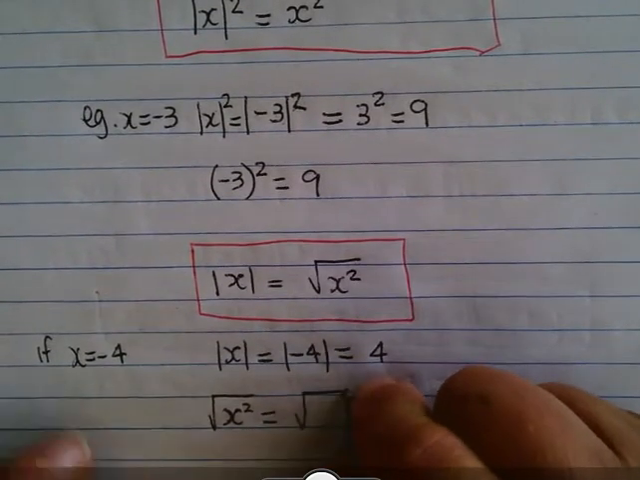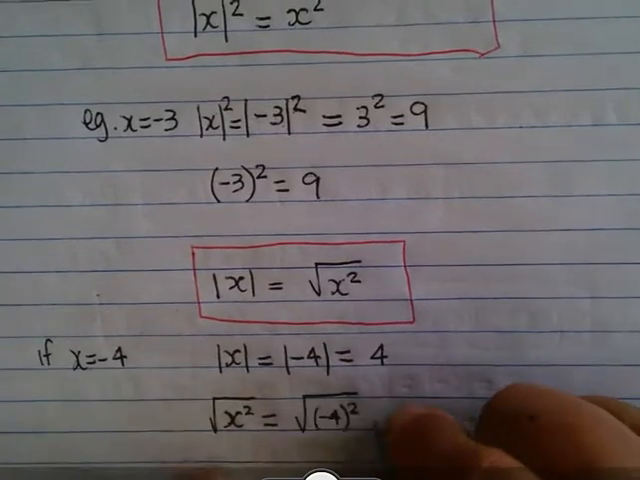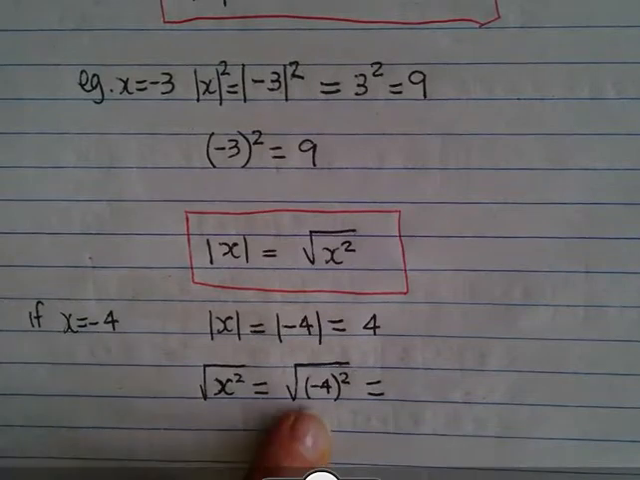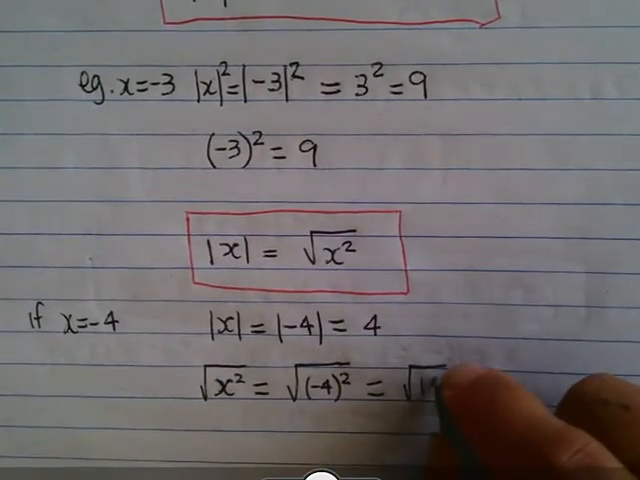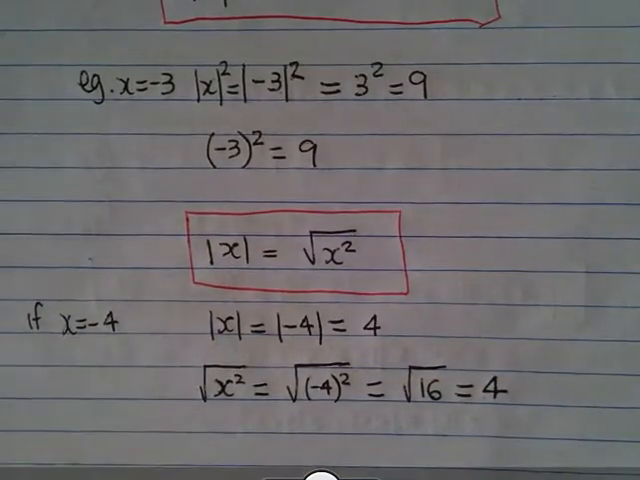That is the square root of negative 4 squared. I know you can't square root a negative, but you're square rooting negative 4 squared. What's negative 4 squared? 16. And what's the square root of 16? 4. Okay, so that's another rule: the absolute value of x equals the square root of x squared.